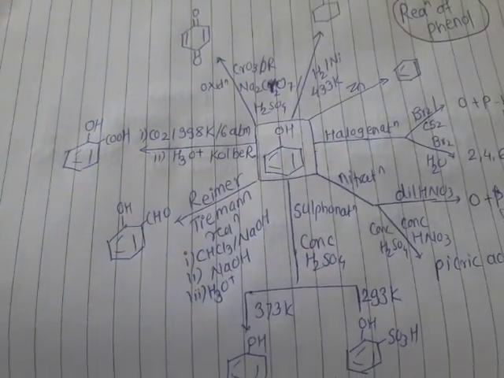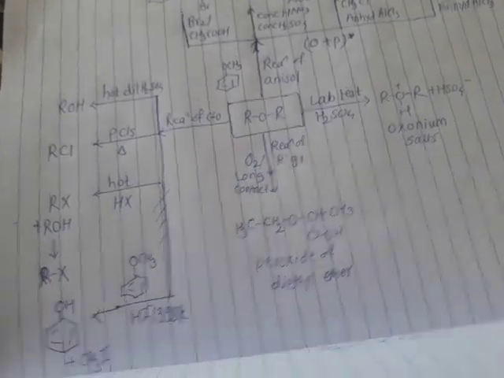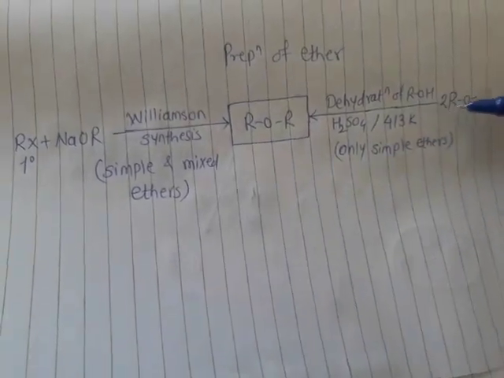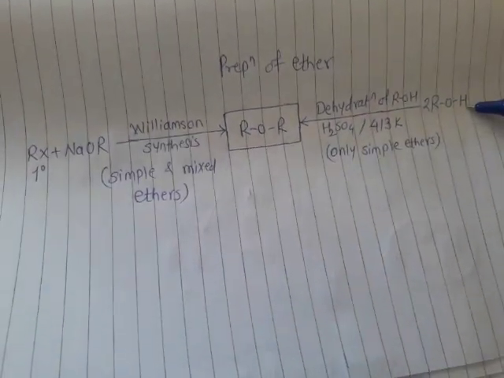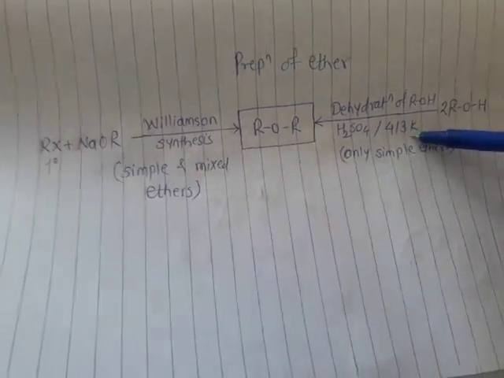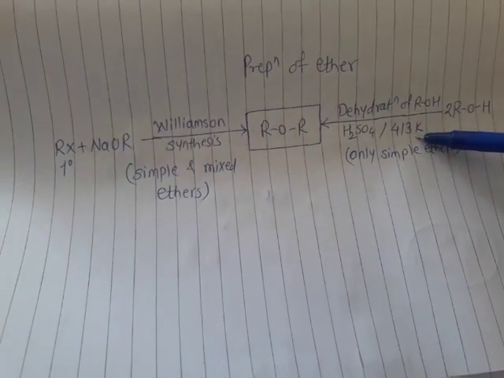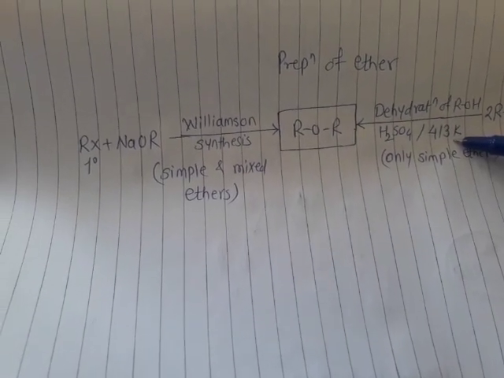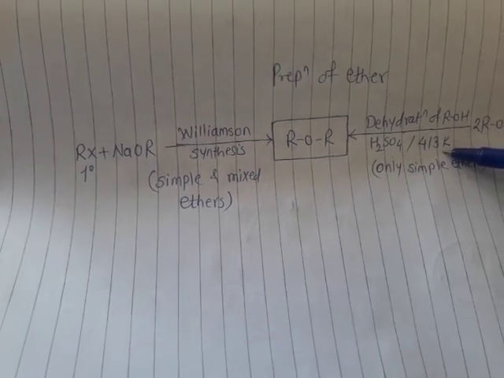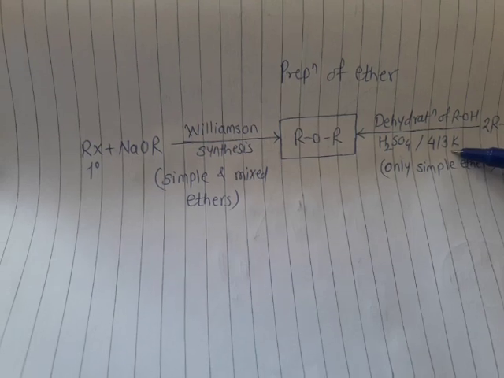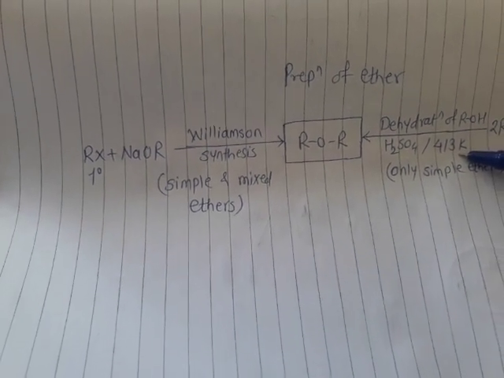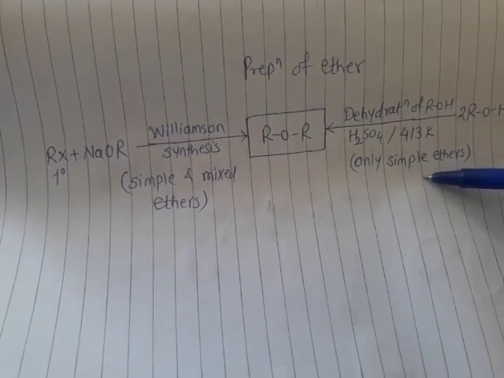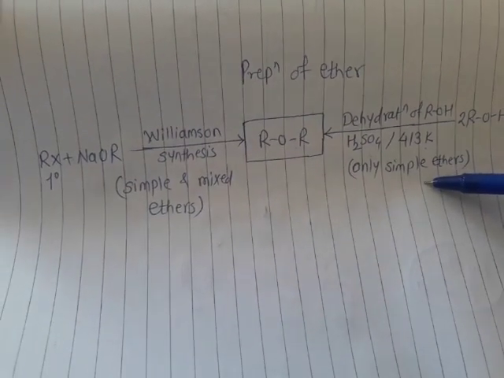Okay. Now next one, that is preparation of ether. Very small topic. For preparation of ether, just two reactions are there. One is dehydration of alcohol. 2 moles of alcohol are heated with H2SO4 at 413 Kelvin. Temperature is very important, it is 413 Kelvin. If we use 443 Kelvin, then we get the product as alkene instead of ether. Here we can prepare simple ether. We cannot prepare mixed ether by this method.